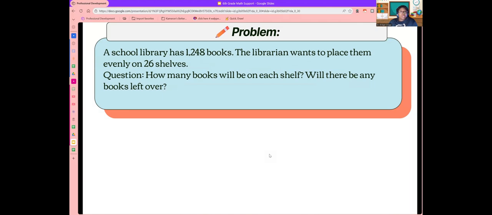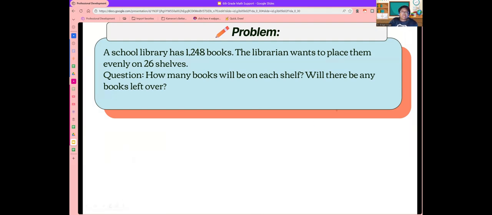A school library has 1,248 books. The librarian wants to place them evenly on 26 shelves. Here's the question. How many books will be on each shelf? Will there be any books left over? So we have two questions that we will be addressing with this division.